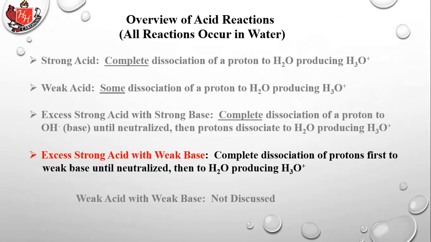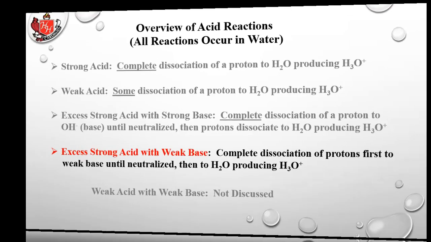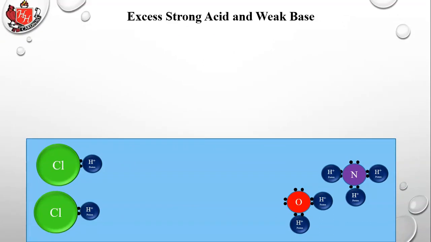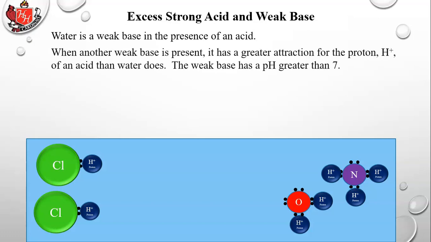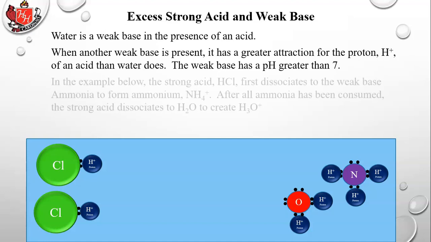Now, excess strong acid with weak base is going to do exactly the same thing as the strong. It's going to completely dissociate its protons first to the weak base until neutralized, and then to H2O to produce hydronium ions. So here we have a weak base on the right, that's ammonia, and then we have two strong acid molecules. Water is a weak base in the presence of an acid. When another weak base is present, it has a greater attraction for the proton, the H+, of an acid than water does. The weak base has a pH greater than 7.